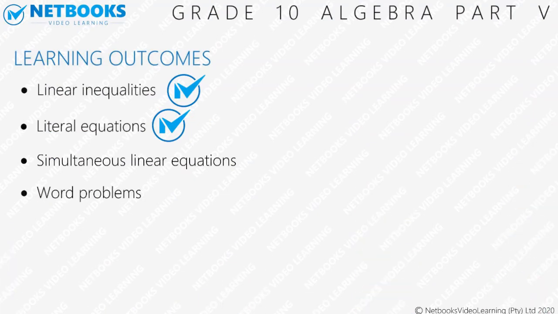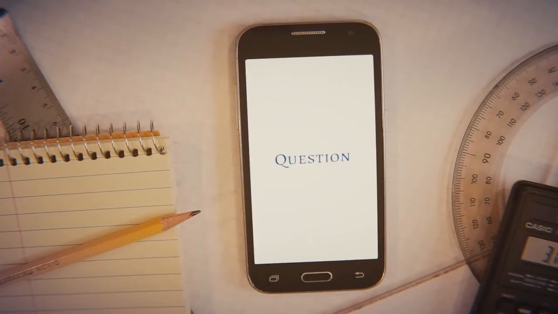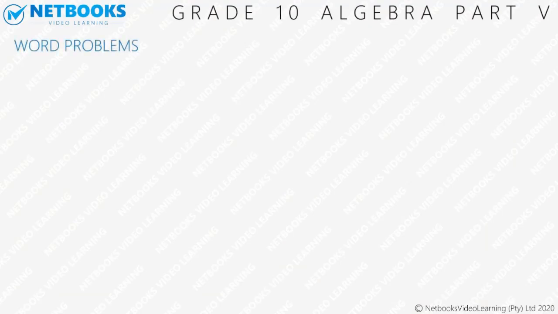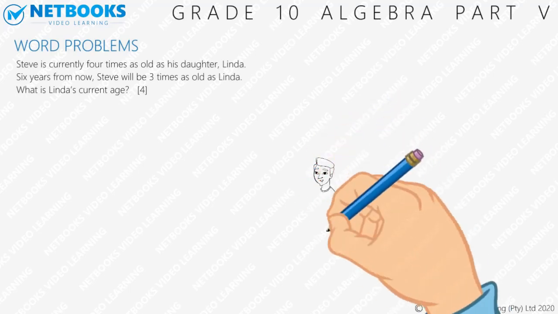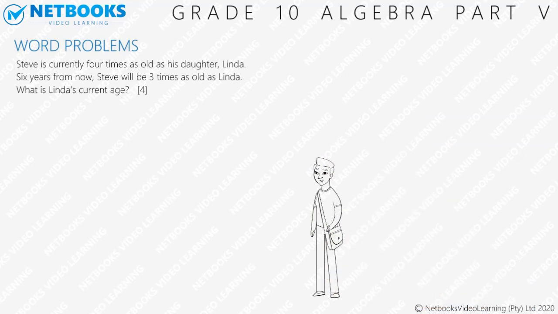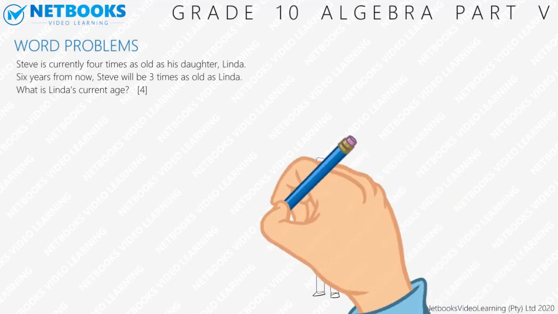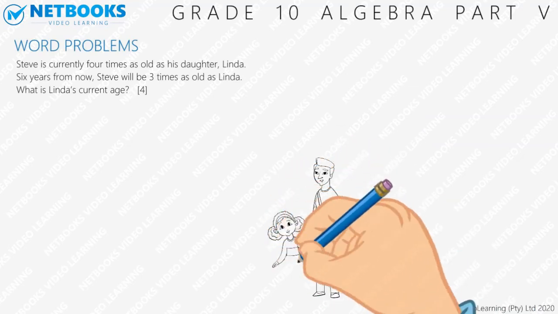We have addressed learning outcome 3. The final learning outcome will cover word problems. Word problems involve reading and interpreting a scenario. Let us consider the scenario posed by the examiner. Steve is currently 4 times as old as his daughter named Linda. 6 years from now, Steve will be 3 times as old as Linda. What is Linda's current age?